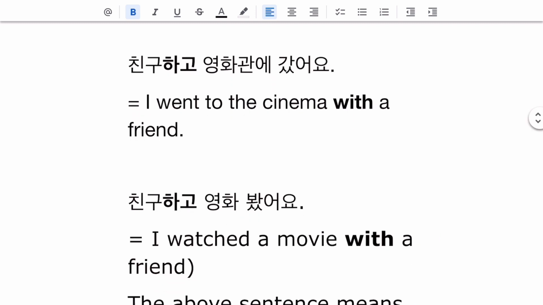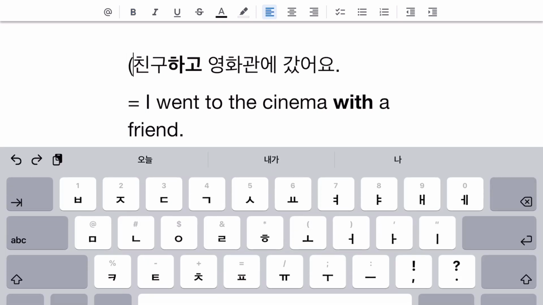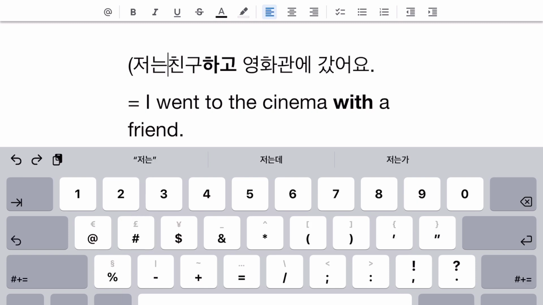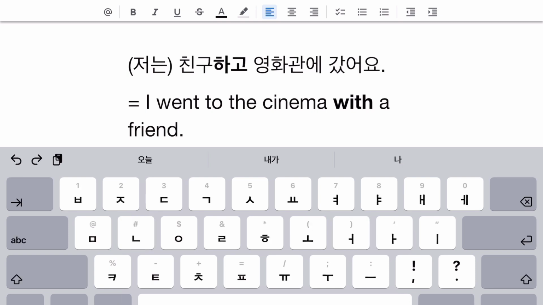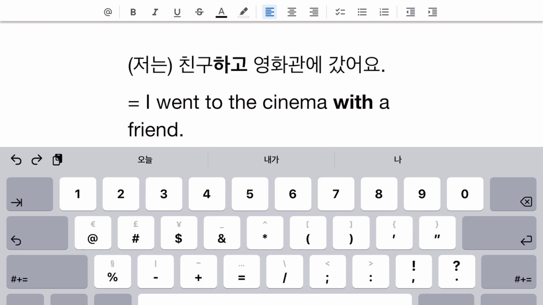So some examples. 친구하고 영화관에 갔어요. 영화관 is a cinema or a movie theater. So with my friend, 영화관, movie theater, to 갔어요, went. I went to the cinema or movie theater with my friend. In this sentence, it was left out, but we can see I went. So we know that I, 저, is the topic of the sentence. 저는 친구하고 영화관에 갔어요.